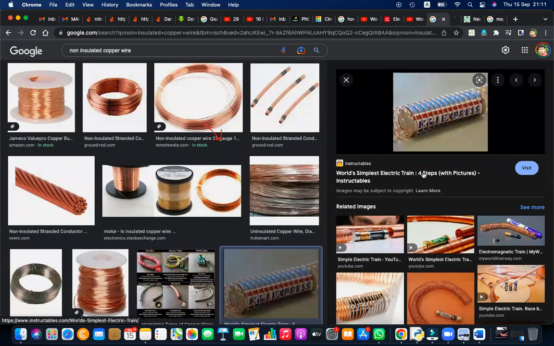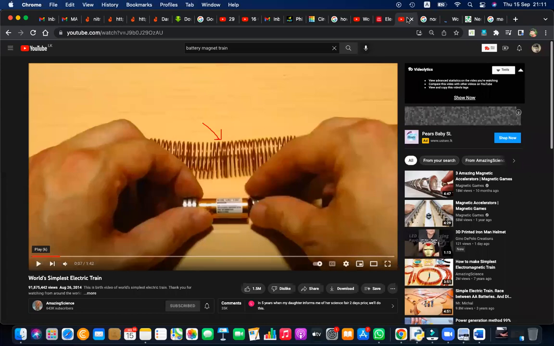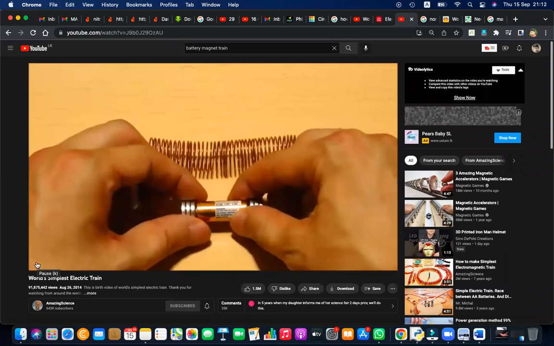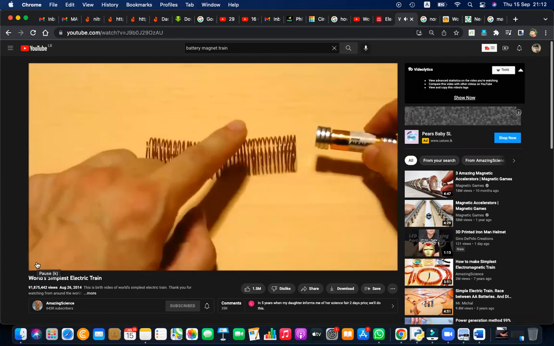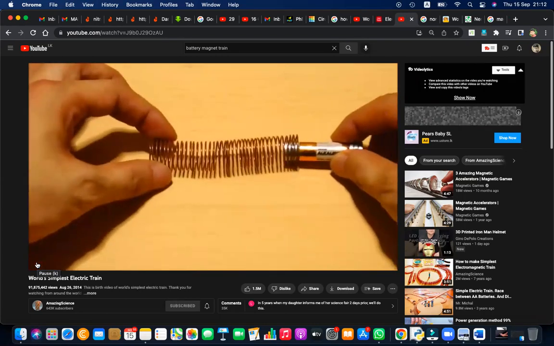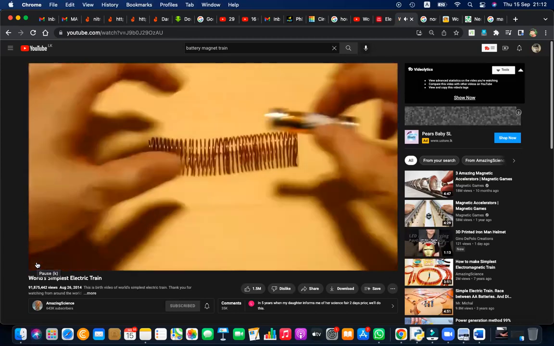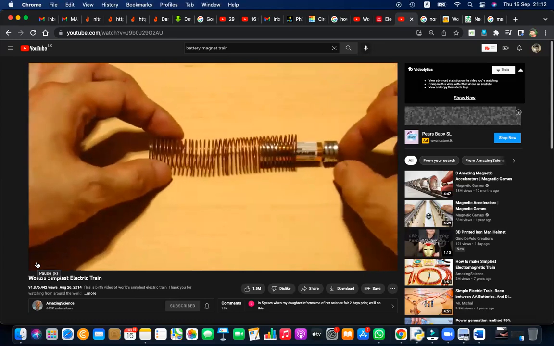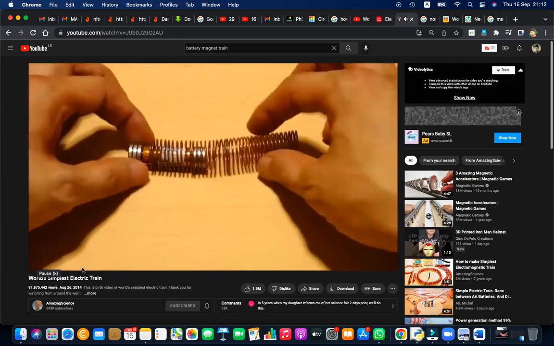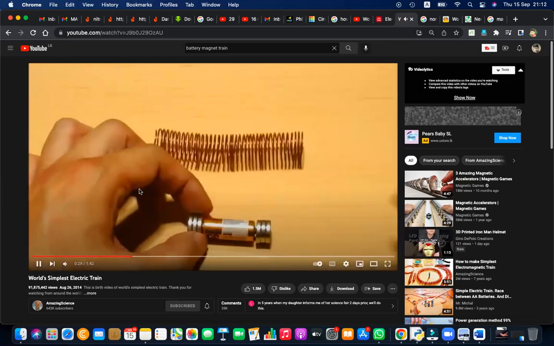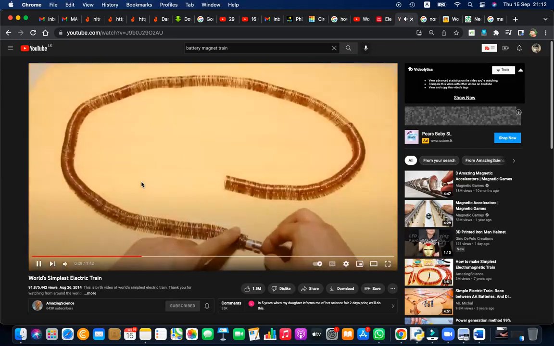So let's see what the instructor says. You are going to make a simple electric train actually. This should be non-insulated, because insulation blocks the current. Then what will happen? What is he going to do? He's going to place this inside the coil. See, he's going to place this inside the coil. And what will happen? Please look at this.